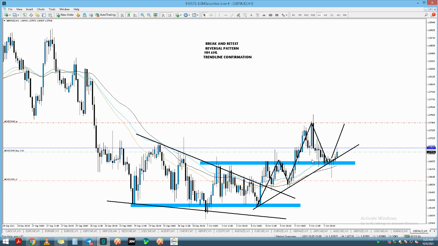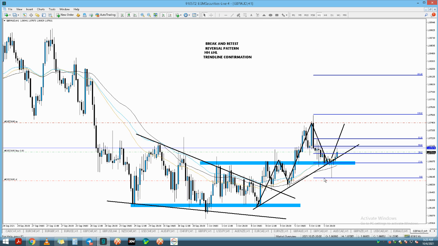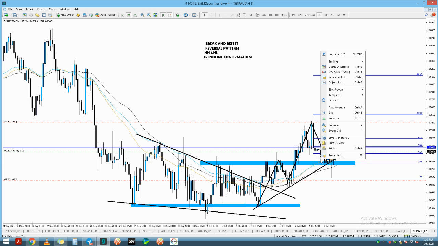This level here is 61.8. I don't need to attach a Fibo to know. I've already traded this thing long enough to know that this is 61.8. But still, let me attach it for you so that you can see. So if I bring in the Fibo at this point, you should be able to see that, wait a minute, I've attached this Fibo the wrong way. Let me correct this.